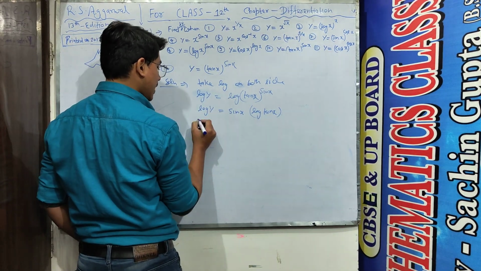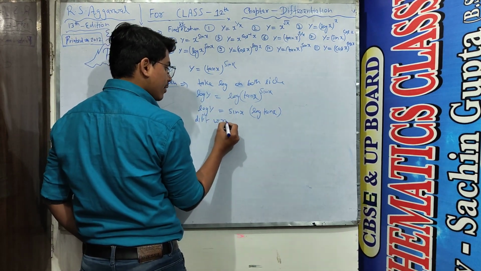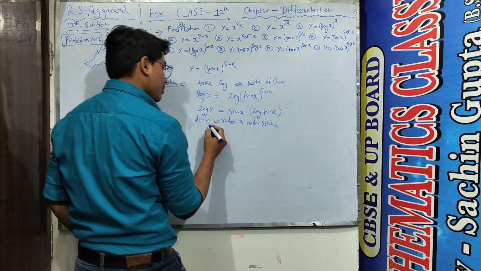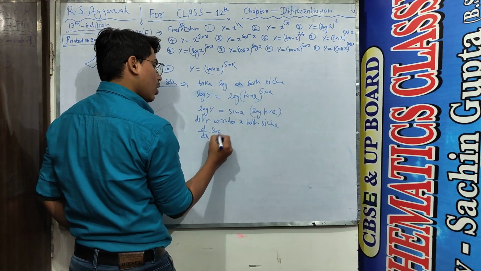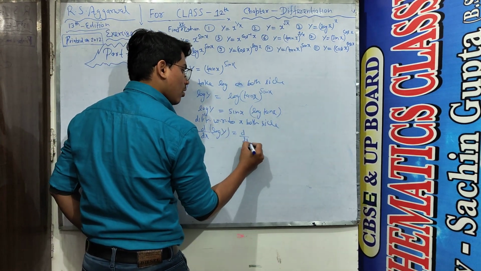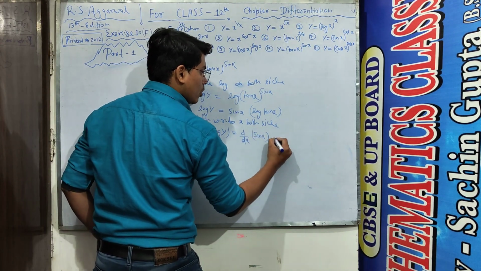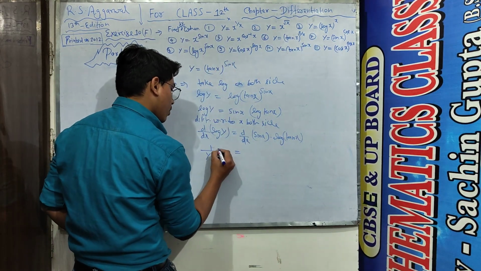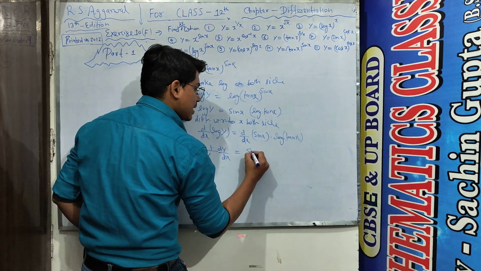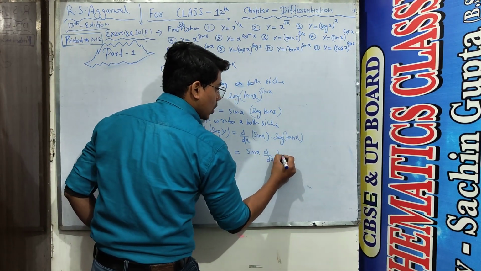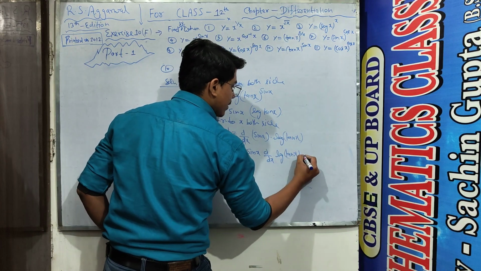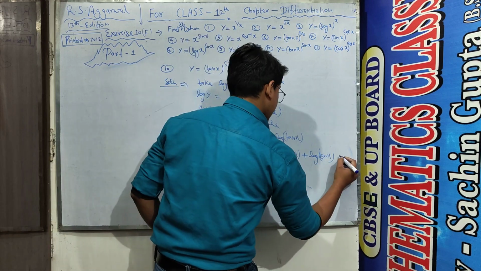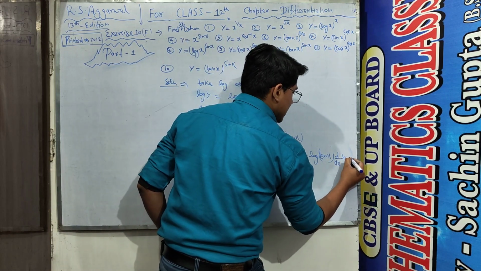Then we differentiate with respect to x on both sides. So it becomes d by dx of log y and d by dx of sin x into log of tan x. Here we apply the first-second rule. This becomes 1 upon y dy by dx, and this becomes sin x and d by dx of log of tan x, plus log of tan x in multiplication with d by dx of sin x.